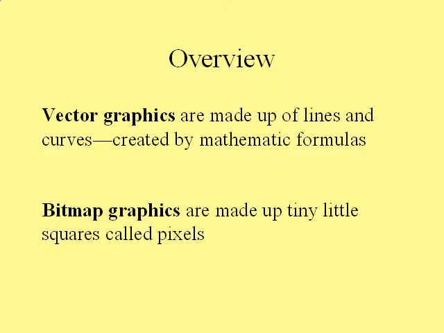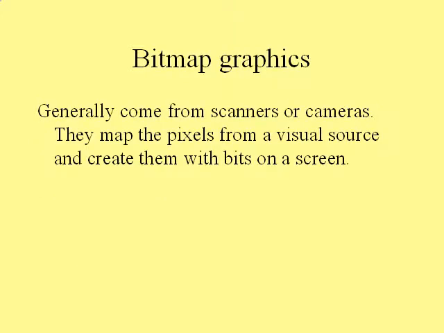Vector graphics are made up of little lines and curves, but they're created by mathematical formulas, while bitmap graphics are made of tiny little squares called pixels, and they're mapped. Bitmap graphics generally come from scanners or cameras, or you can make them on a computer, but they map pixels from a visual source, like taking a picture of a house. That's the source, and then it recreates them with bits on a screen, and it maps it. Think of mapping.